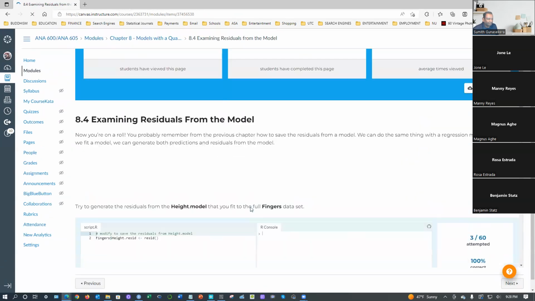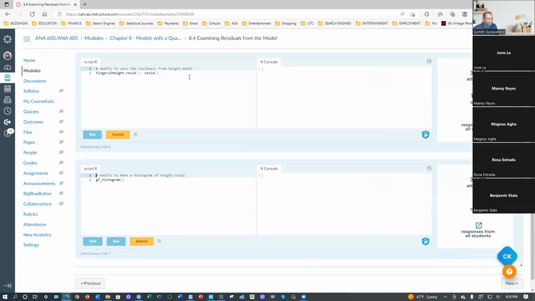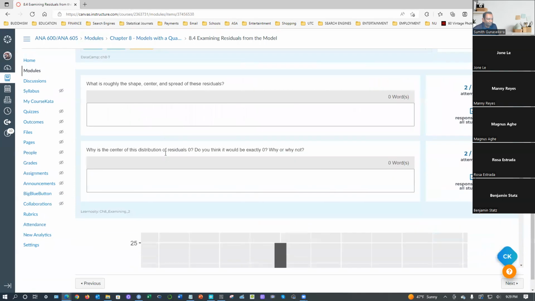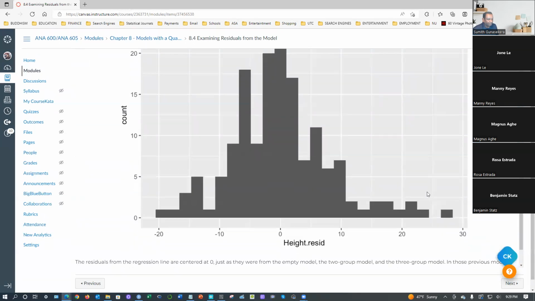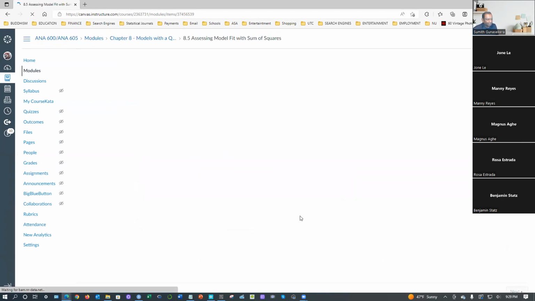Okay, we keep going. Residual now. Go to the resid. You can get a histogram for that. For the histogram, you can make it. I'm going to come back to that one. Now I'm going to get a rough idea and come back.